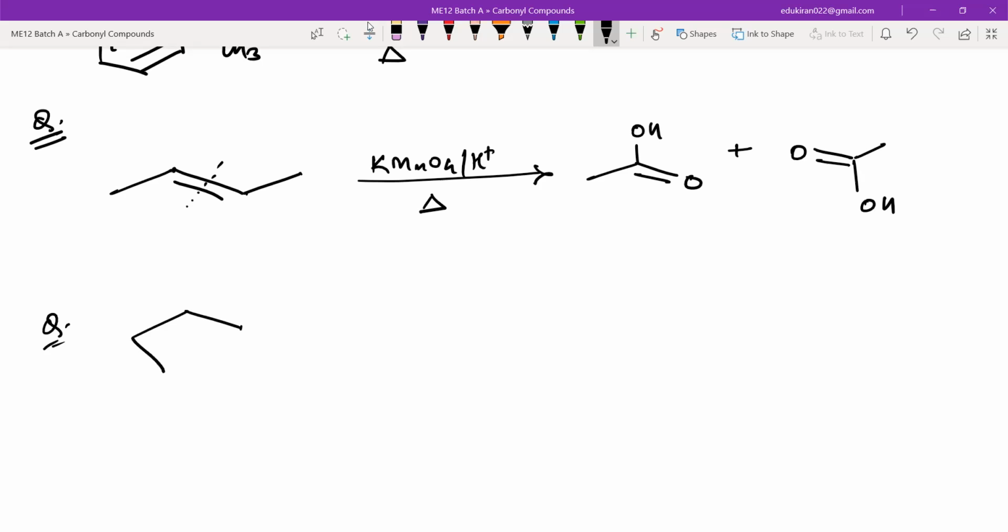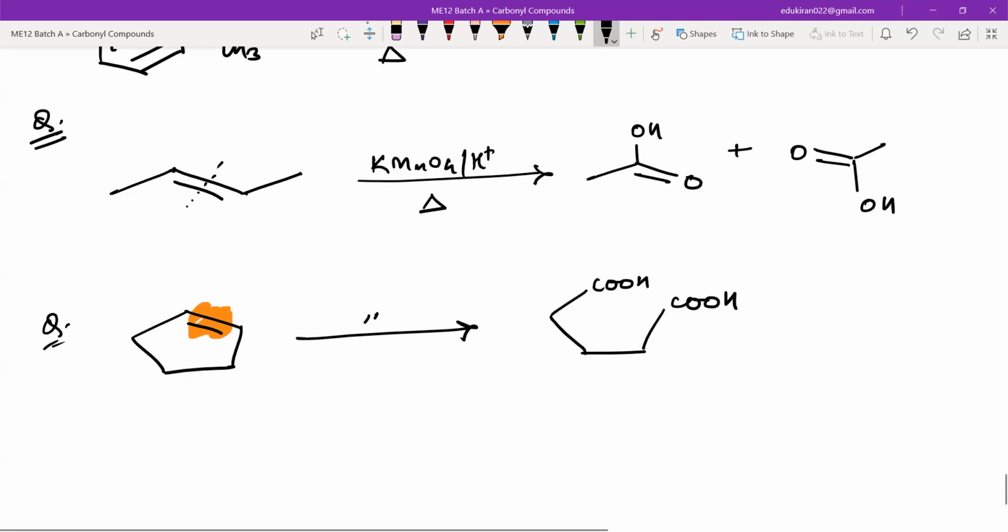So if you have cyclopentene, what is going to happen if you use oxidizing agents such as KMnO4 in the presence of heat and H plus? Then this bond is going to break. You will write the whole thing as it is, just don't write this bond. Here it will be COOH, and here also you will get COOH.